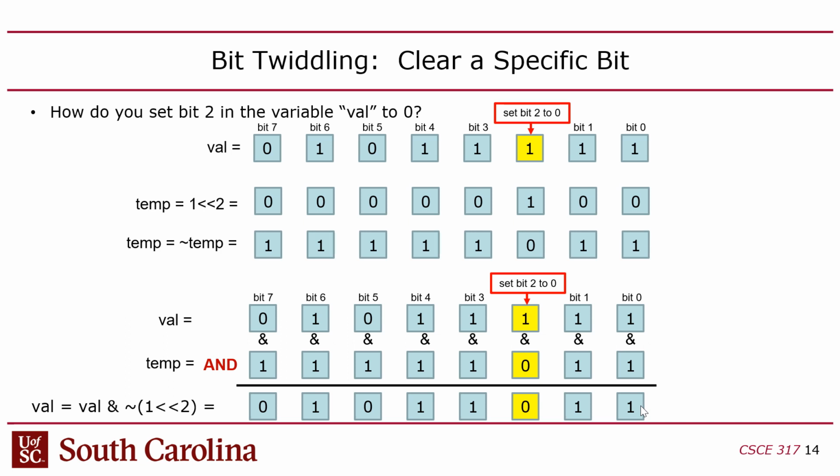And again, remember, bit 2 is counting from the right side starting at 0. So 0, 1, 2, right? So bit 2 is off on the right-hand side. The third bit from the right is bit 2. And so the code to do that in C would just be val equals val, ampersand, which is a bitwise and, tilde, which is a bitwise complement, 1 less than 2, right? And yeah, so that'll do it in one line of code, or you can split it into multiple lines.